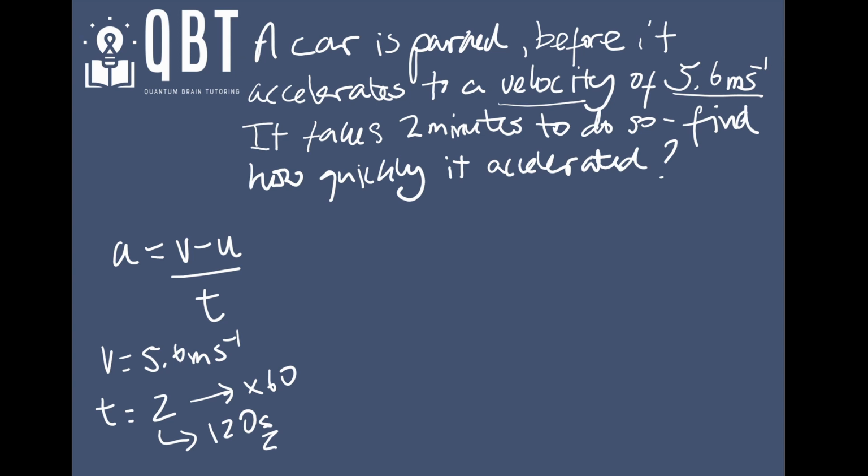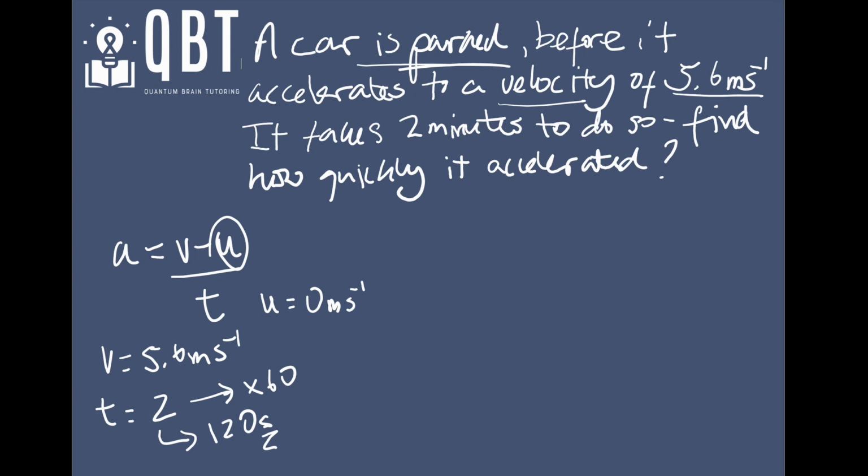So we've got our velocity and we've got our time. What about our initial velocity? Well, we know that the car is parked, and we know that when something is stationary, it doesn't have a velocity because it's not moving. So U is 0 meters per second. Now we have all of our information. We need to just plug in the numbers.